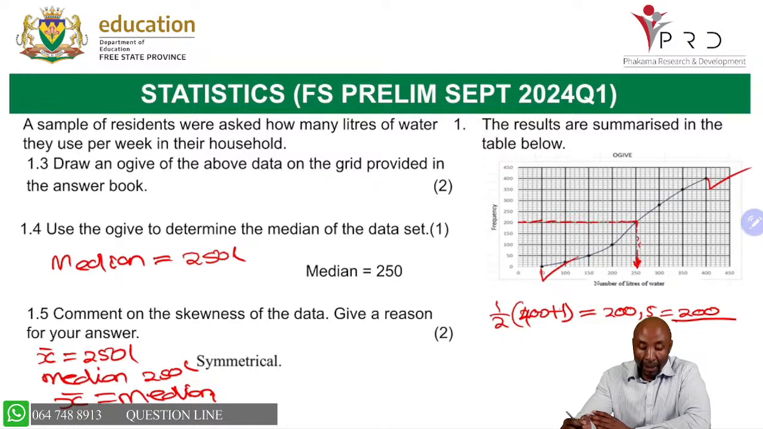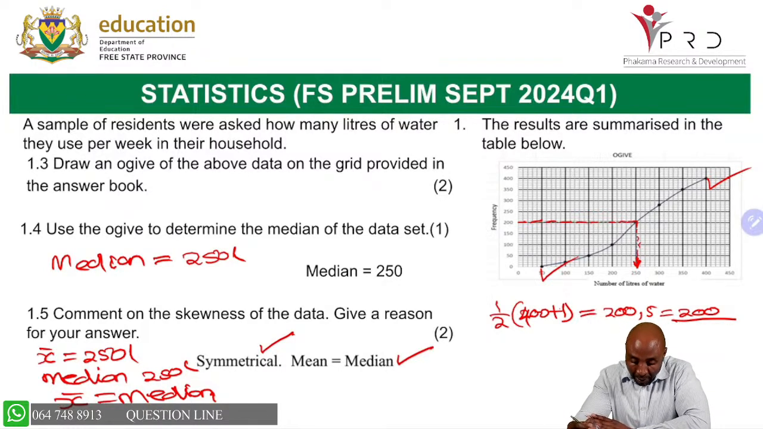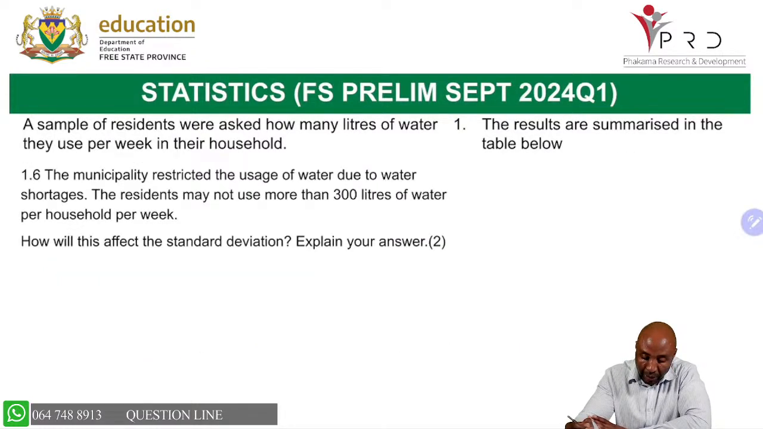Why is it symmetrical? Because the mean is equal to the median. So that becomes your comment, that becomes your reason. The mean is equal to the median. That's how we arrive at that conclusion. We move on to question 1.6.